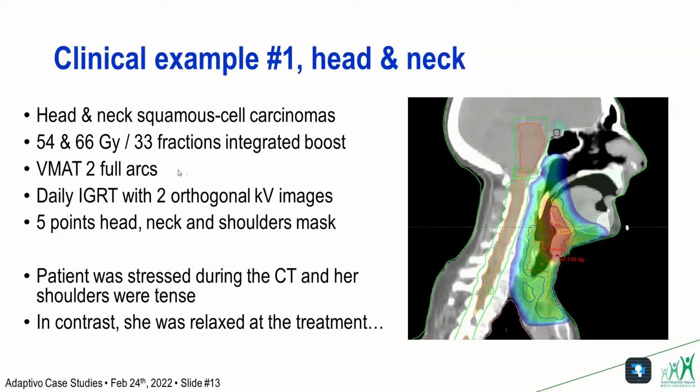So it's VMAT treatment with 2 full arcs. We use daily IGRT with only 2 orthogonal KV images. And for the positioning, we use the 5 points head, neck, and shoulder mask.